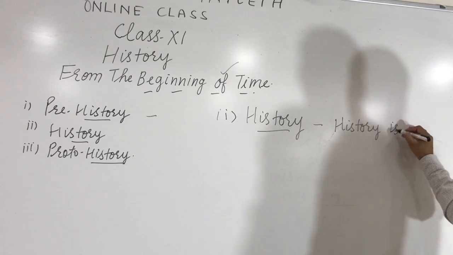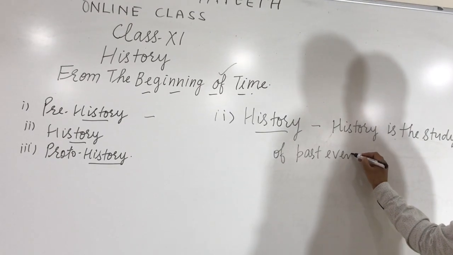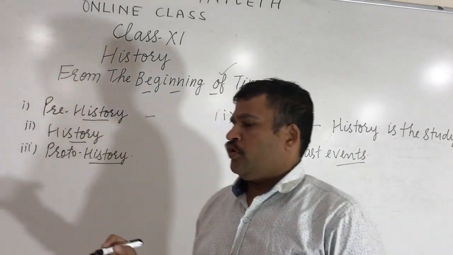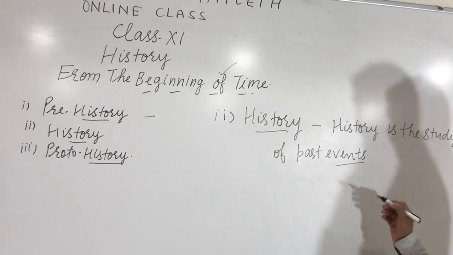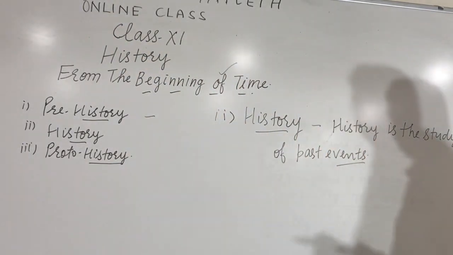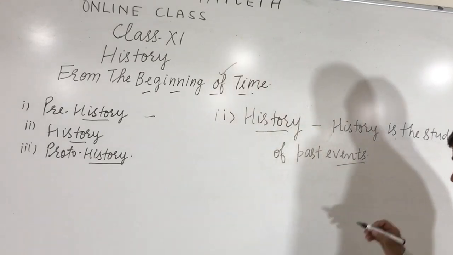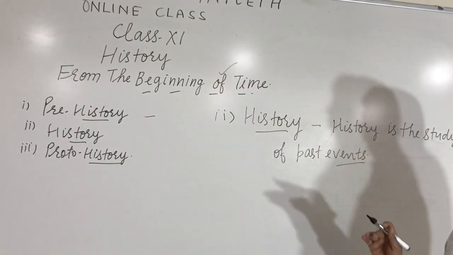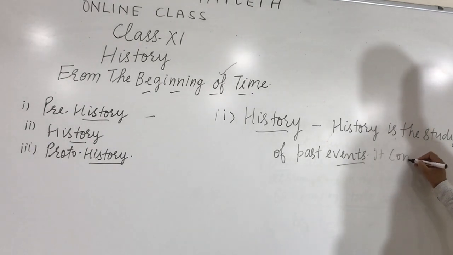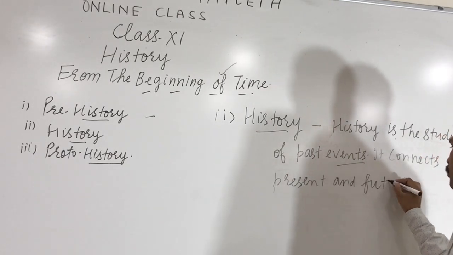History is the study of past events. Most important part, history connects the past with the present and future. If we exclude or terminate history, it will be very difficult to understand things, and only two things will be left, present and future. So history, or the past, is the base, and after that we are able to understand different topics related to human beings. It connects present and future. It is the most important part for that.